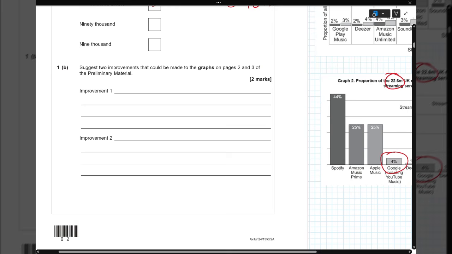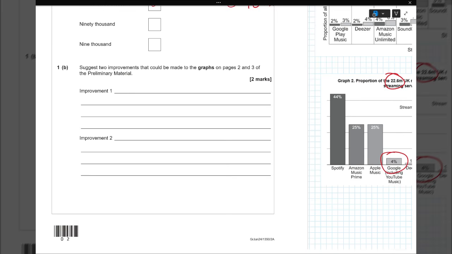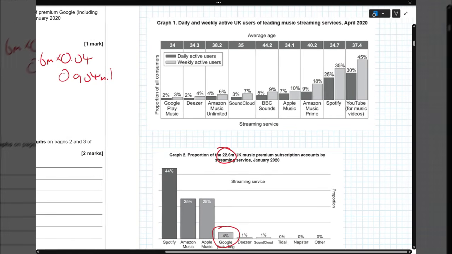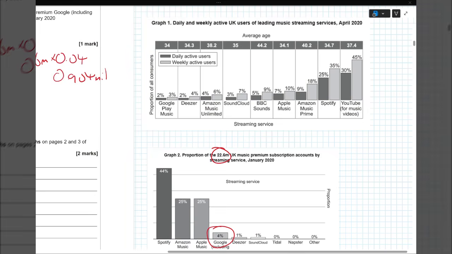Okay, suggest two improvements that could be made to the graphs on pages 2 and 3. So we've got our graphs on the screen. Graph 1 hasn't got any grid lines. I hate it. Grid lines is normally a real common answer for most of these. So have a look at your preliminary materials. Check for grid lines. Within the mark scheme, it says include a vertical or y-axis or put percentages or values on the scales.